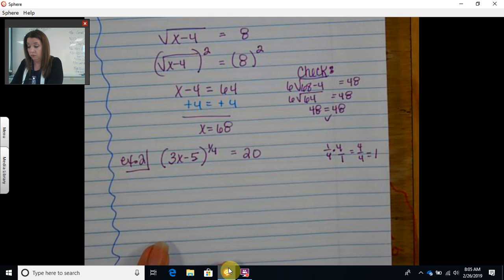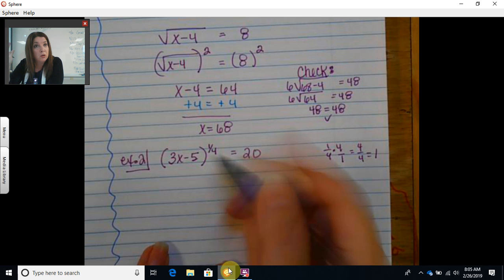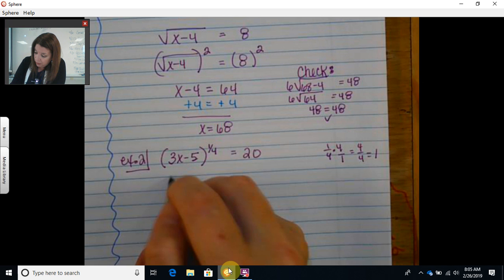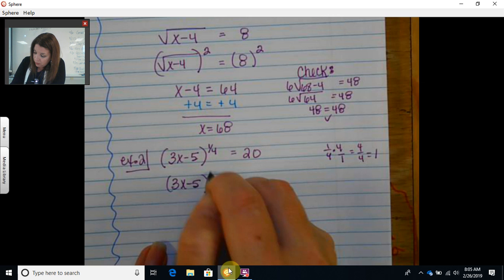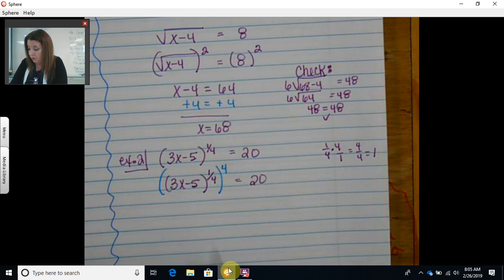All right, so the opposite of raising something to the 1/4 is raising it to the 4th, or multiplying by the reciprocal. So 3x minus 5, quantity raised to the 1/4, and I'm going to raise that to the 4th power. But of course, I can't just raise one side to the 4th power. I would have to raise both sides to the 4th power. So what do you think 3x minus 5 quantity raised to the 1/4 quantity raised to the 4th is? 3x minus 5.